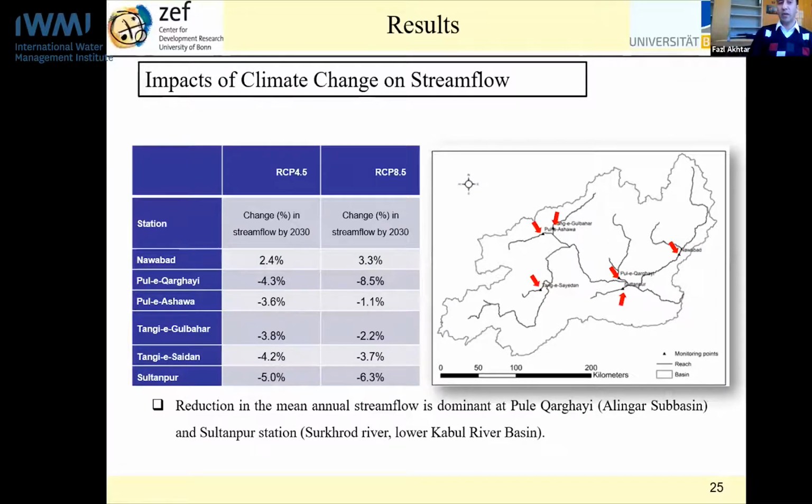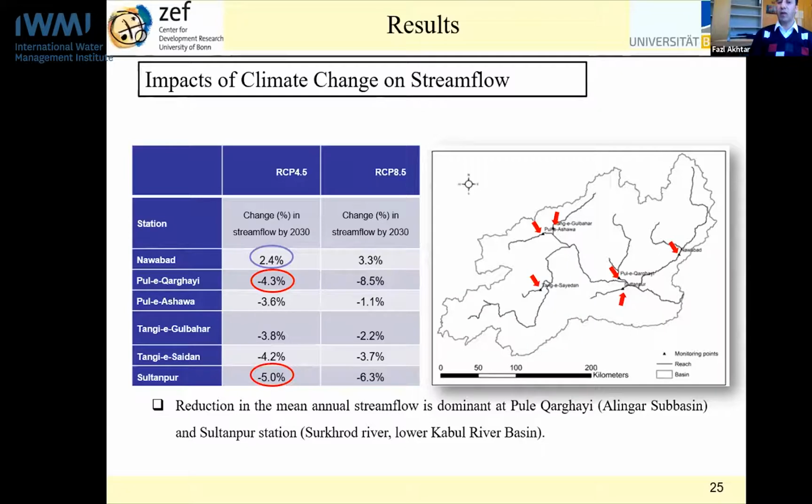Then, telling you about the impacts of climate change. When we simulated the RCP 4.5 scenarios, what was the result? In our Nawabad station, we expected a 2.4% increase. As I discussed earlier, it was important to say also that in the Kunar subbasin, the Kunar watershed, we receive the Chitral River, which is often recipient to the monsoon showers. So maybe it's one of the reasons which cause increased precipitation, plus the snowfall which already occurs.